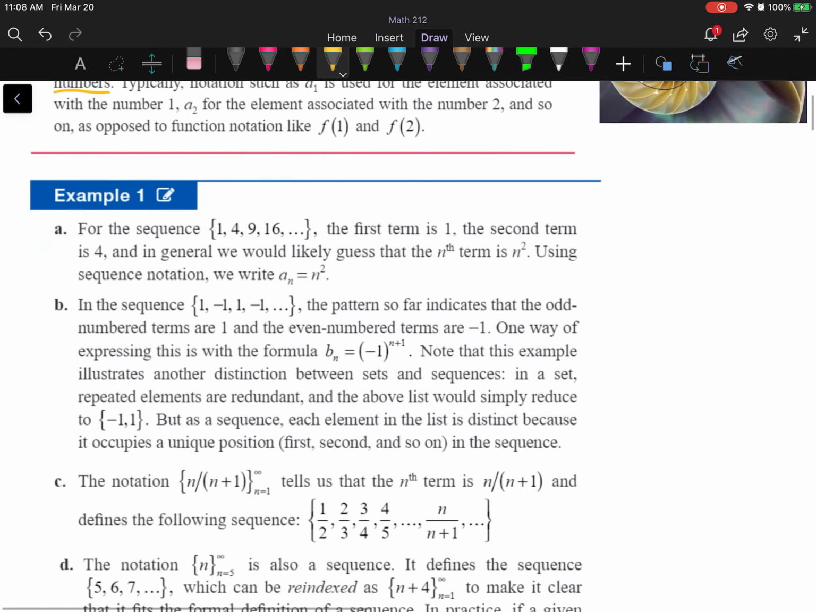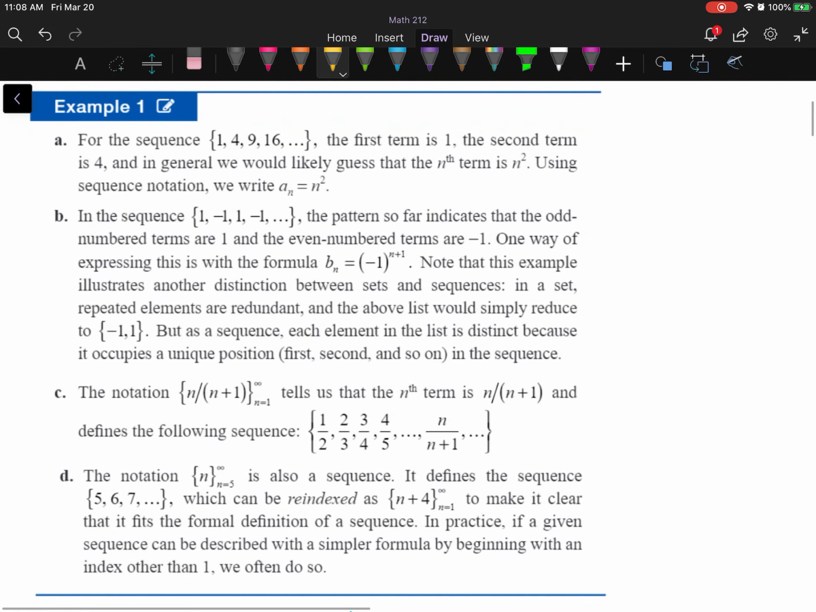Let's look at example 1. In part A, we have a sequence 1, 4, 9, 16, and on. These look like perfect squares. That's why you see this formula, a sub n equals n squared, right here. And this formula is what we call an explicit formula.